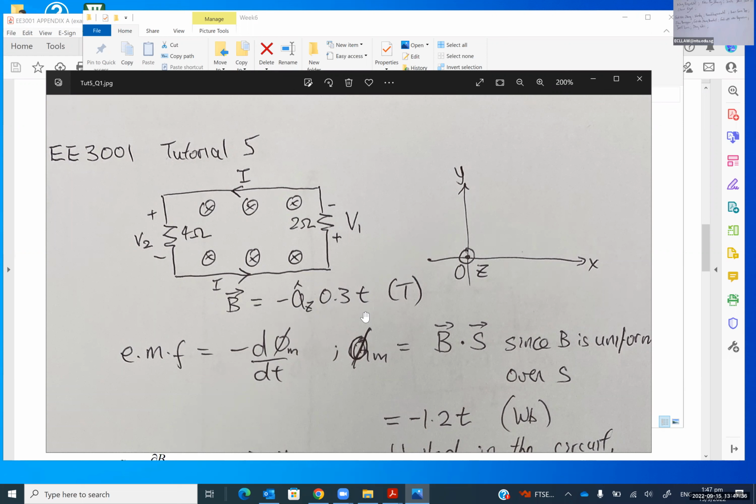How do you determine it? Follow this rule, which will capture Lenz's law. First, you label the current flow in the loop. In my case, I decide to label the current flow in the anti-clockwise direction. That's just my choice. If you want to choose clockwise, that's also perfectly fine. You must choose first.